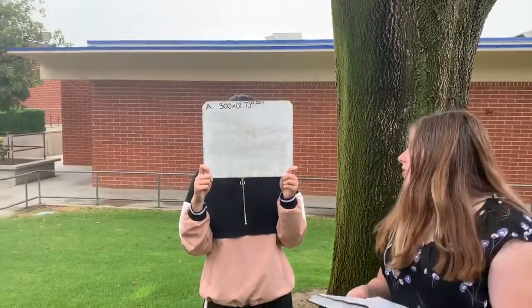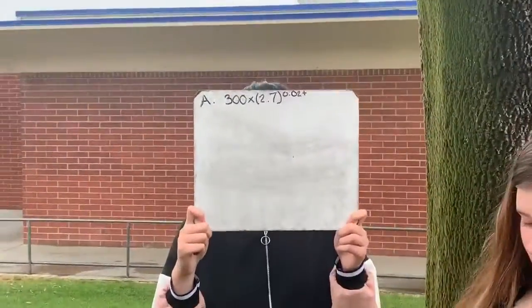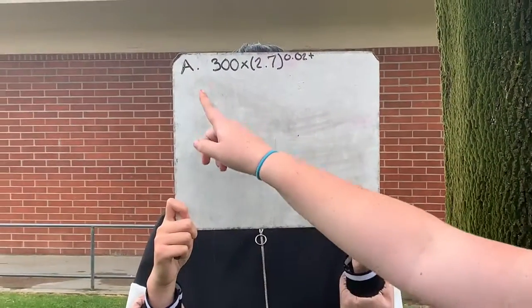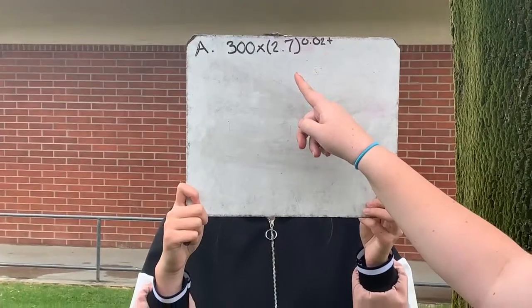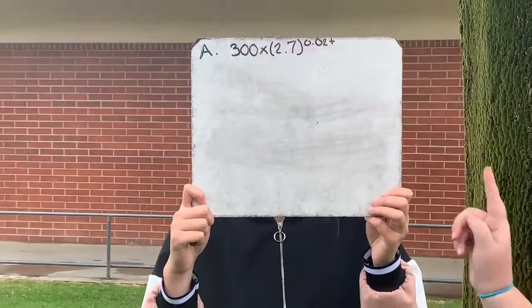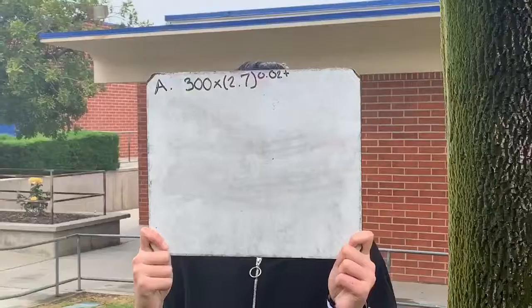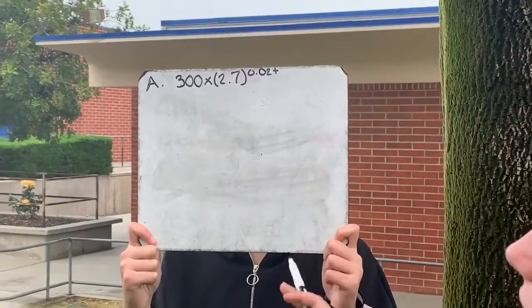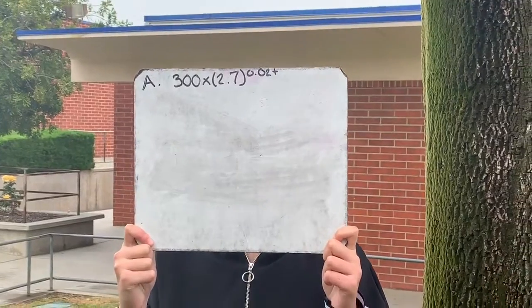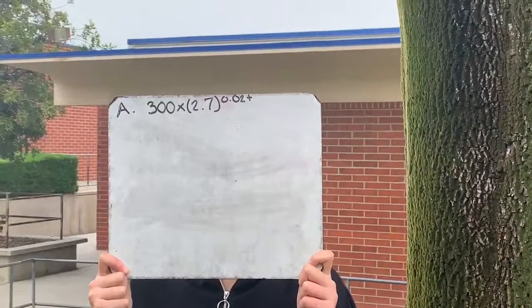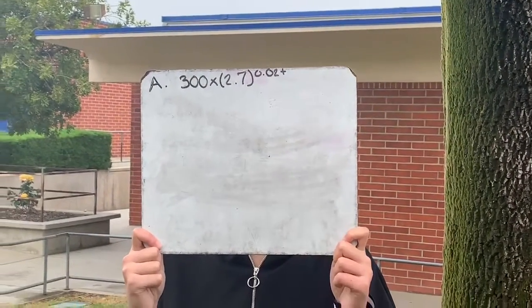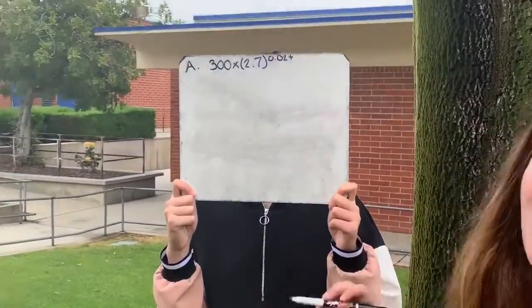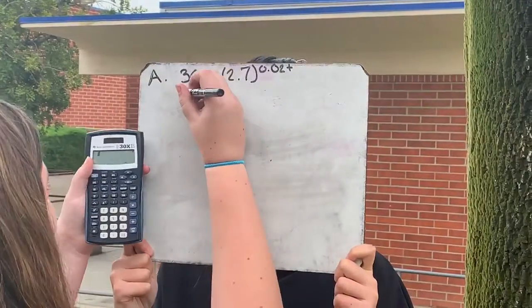So here's the first thing we're going to do. We wrote the problem representing P to get the total number of bacteria at 11 a.m. It will be 300 times 2.7 to the 0.02 power times T. So first thing we're going to do for our equation is substitute T for 2, because it is 2 hours in between our starting time 9 a.m. and our present time 11 a.m. So you gotta write that first.